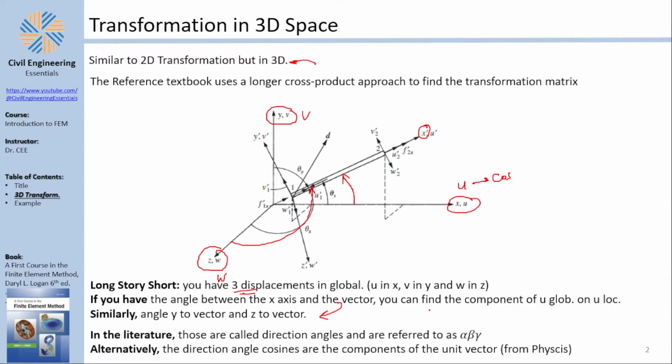Now, before I continue, you might remember those angles as being called direction angles, having the values of alpha for x, beta for y, and gamma for z. It depends, of course, on what your literature was. At least from Hibbeler's book in statics, we call them alpha, beta, and gamma. Also, alternatively, the direction angle cosines can be the components of the unit vector. What I mean by this is, between point 1 and point 2, there is a 3D vector in space. The unit vector from 1 to 2 contains the direction cosines. So there are multiple ways of finding those direction angles and cosines.